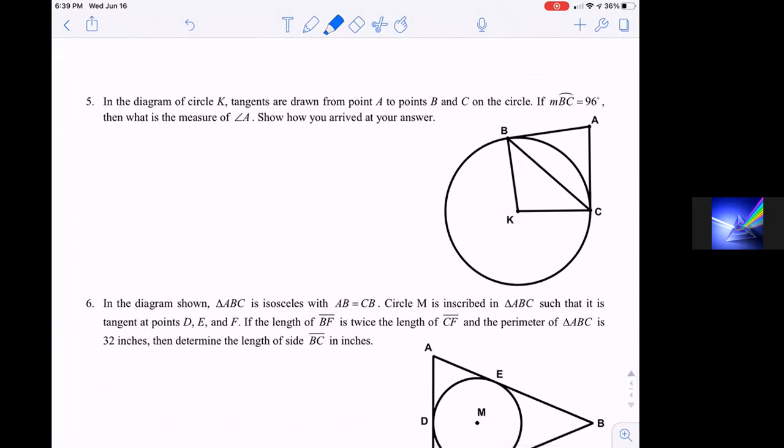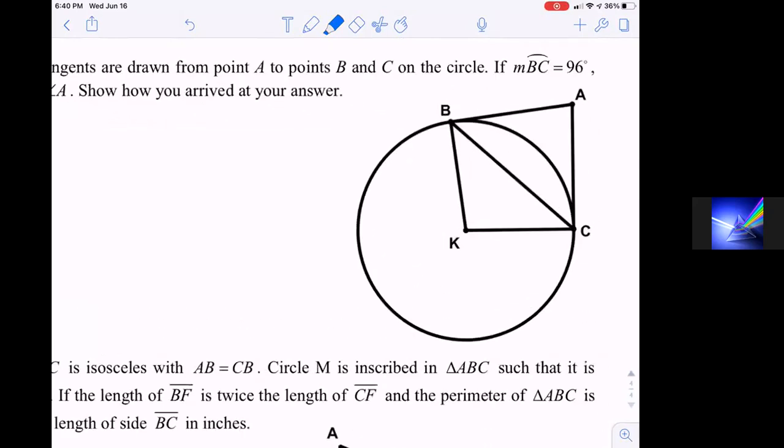Question 5 says, in the diagram of circle K, tangents are drawn from point A to points B and C on the circle. If the measure of arc BC is 96 degrees, then what is the measure of angle A? Show how you arrived at your angle.